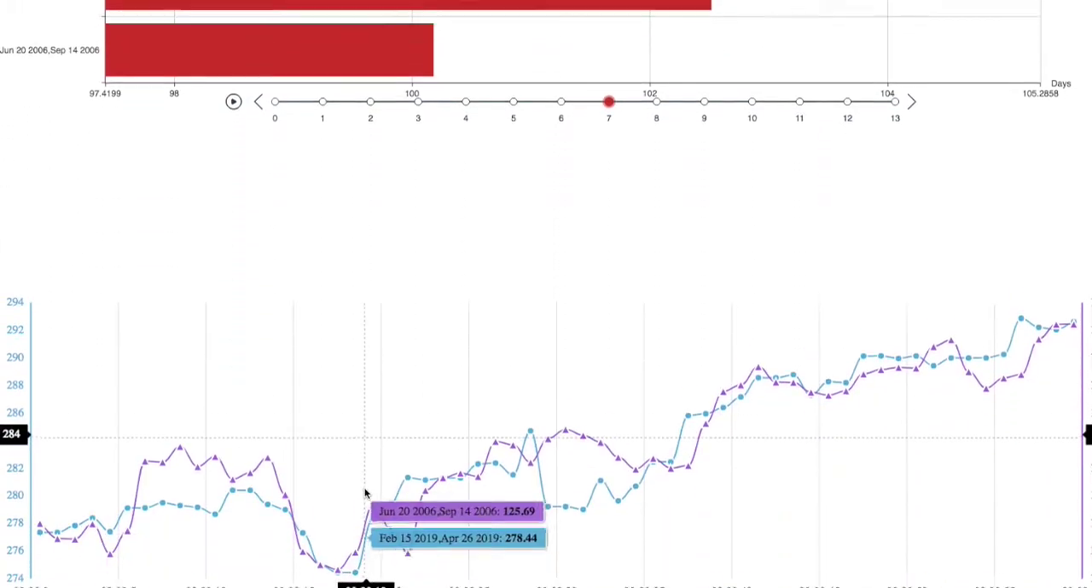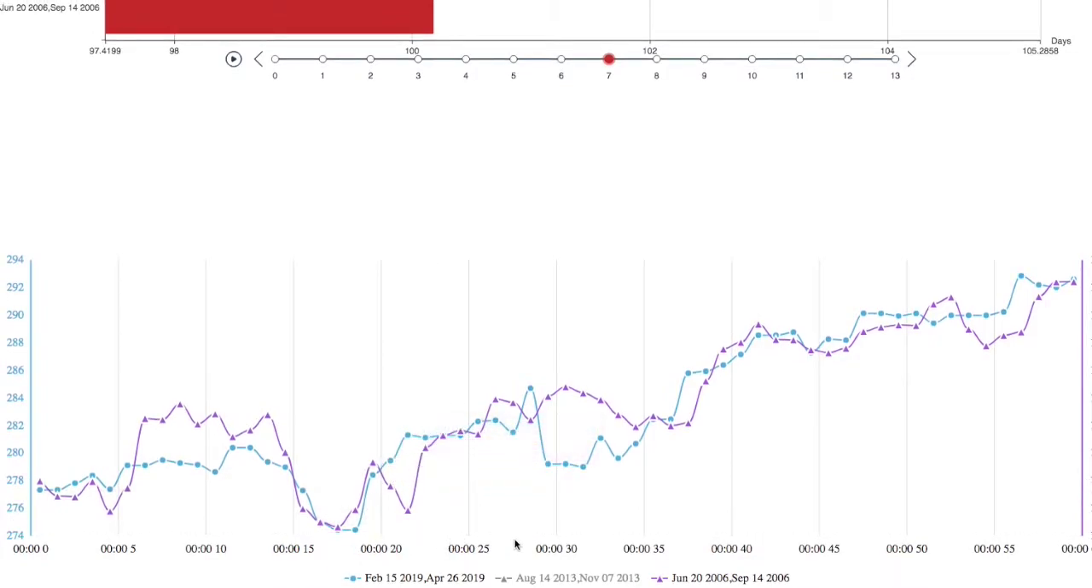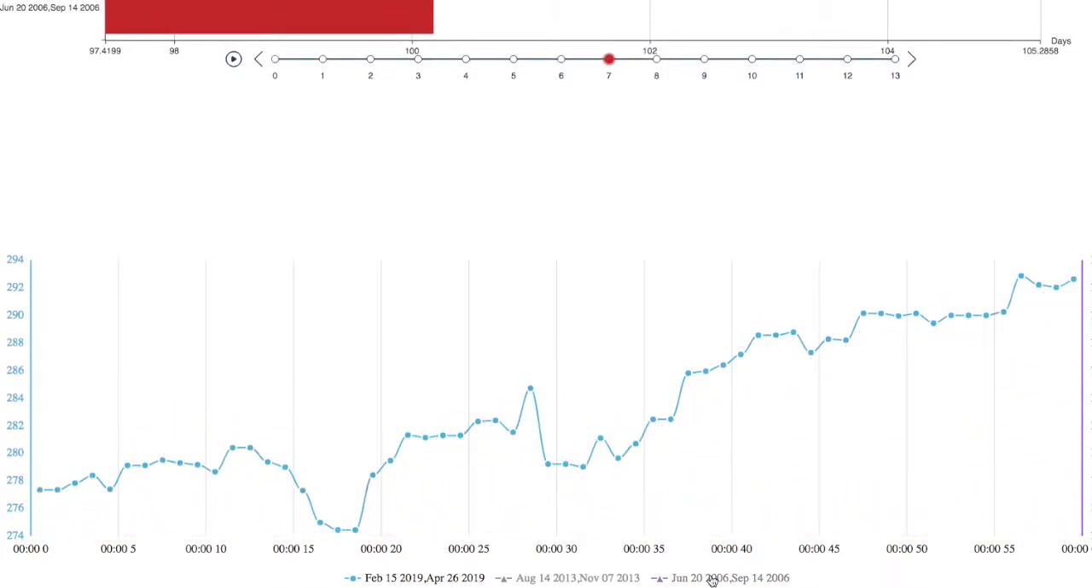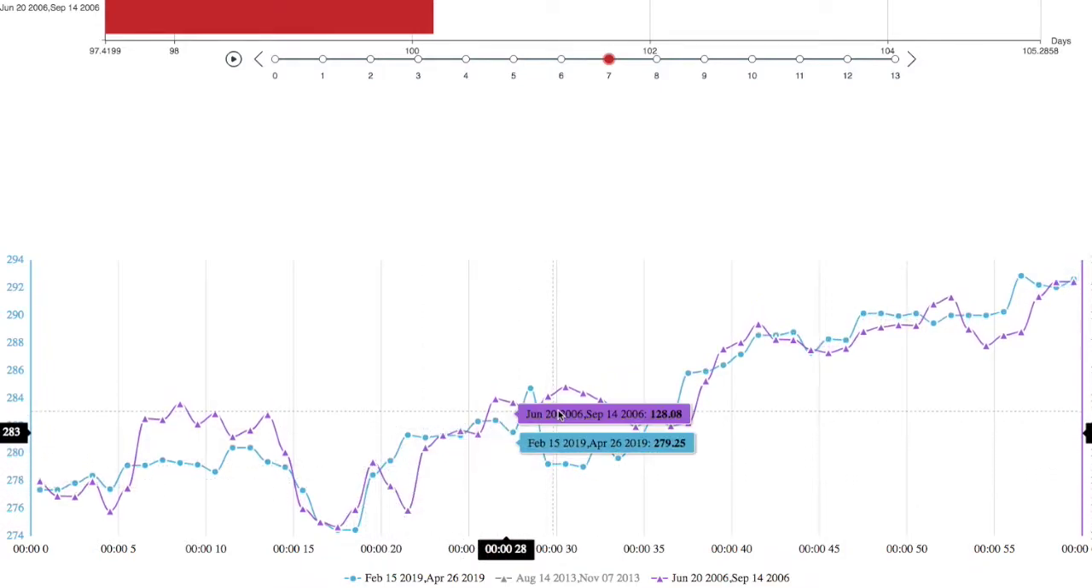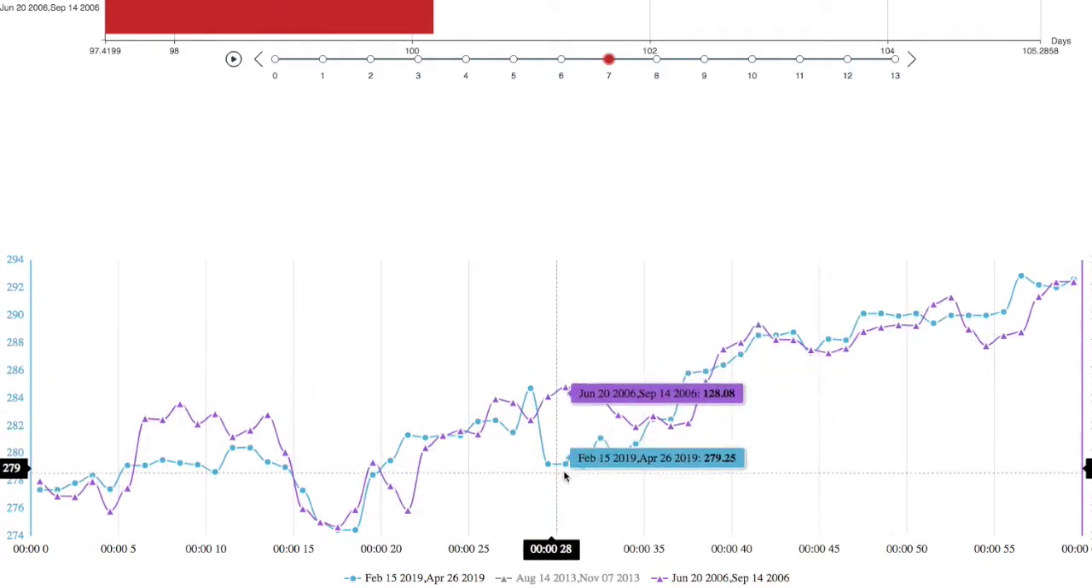And here's the line graph that I compared it to when I overlapped it. It's fairly similar in the trend pattern and behavior.